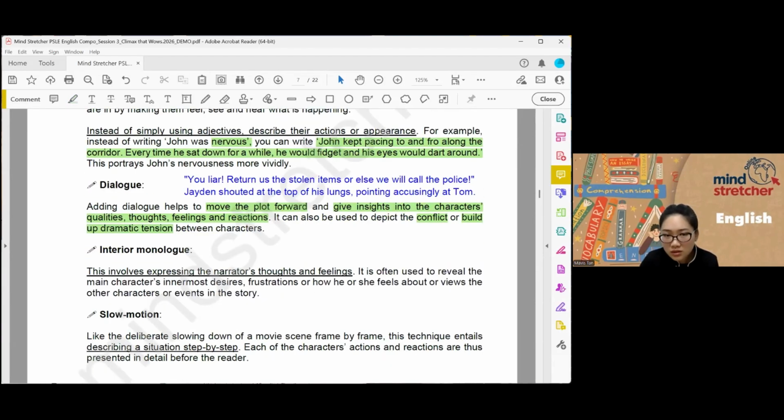Interior monologue. These are basically your thoughts and feelings. So if you're writing from first person's perspective, bring the readers into your mind. What exactly are you thinking? Okay, so I'm just going to put here first person's point of view. If you are the thief, what's going through your mind? What do you want to steal?